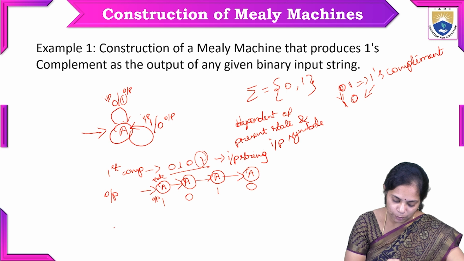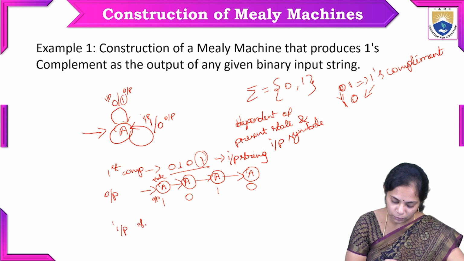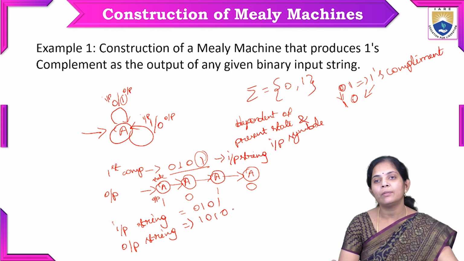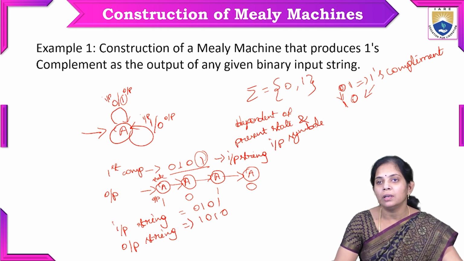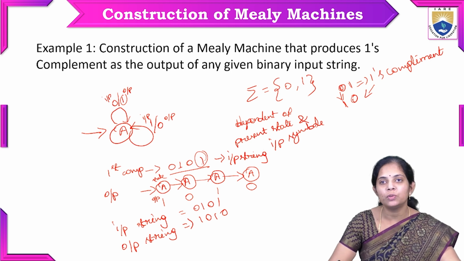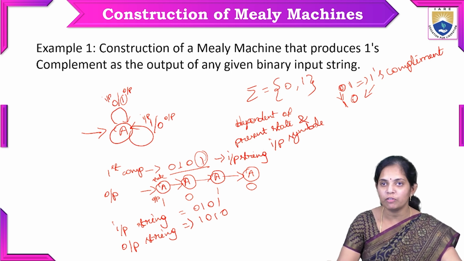So this is the input string and this is the output string. Here the input string is 0101 and the output string is 1010. So this is how we have to construct a Mealy machine for the ones complement of any given binary number. Let's move to another example, the construction of a Mealy machine.